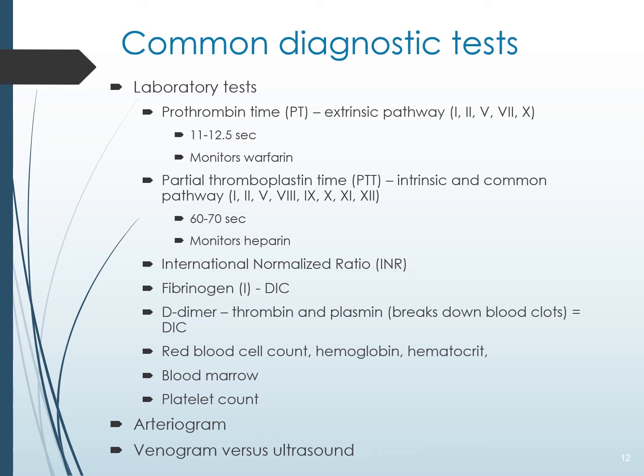Adults and children, 150,000 to 400,000 per millimeter cubed. Premature infants, 100,000 to 300,000 per millimeter cubed. Newborns, 150,000 to 300,000 per millimeter cubed. And infants, 200,000 to 475,000 per millimeter cubed.